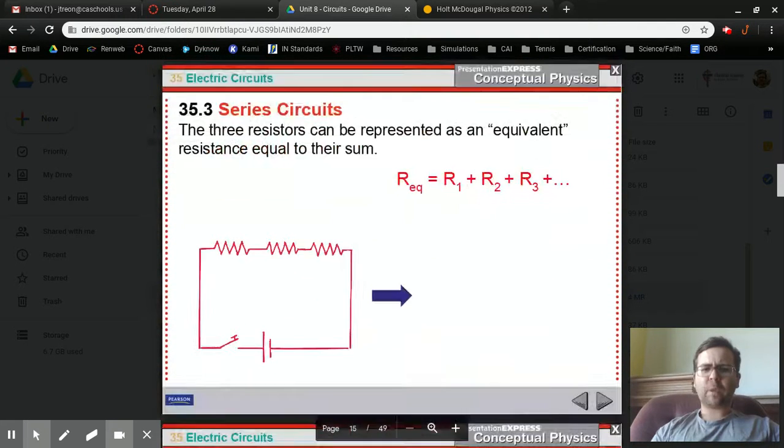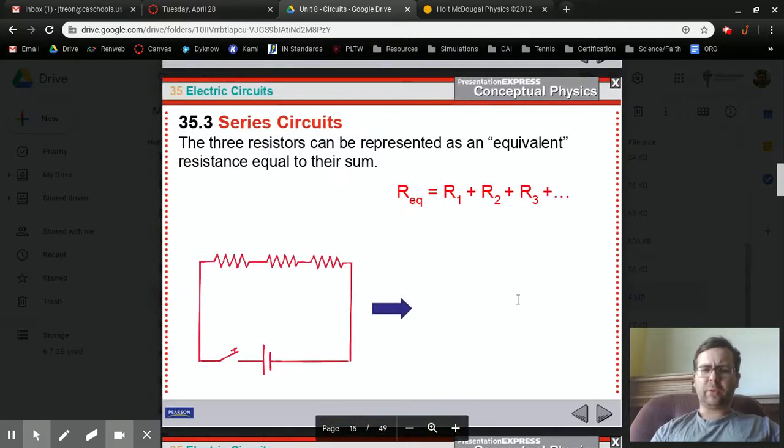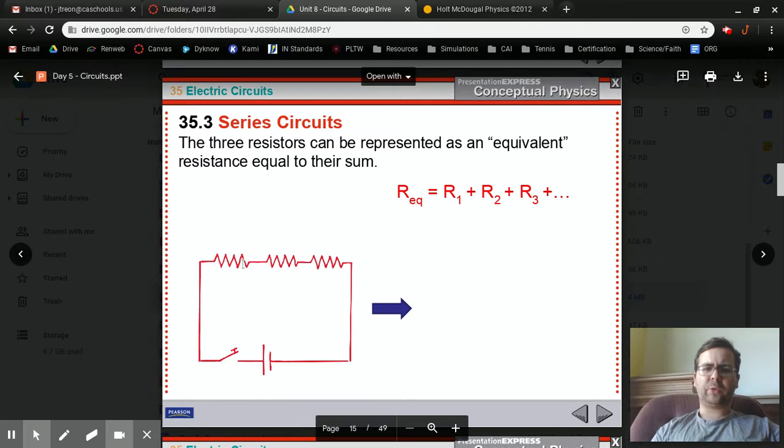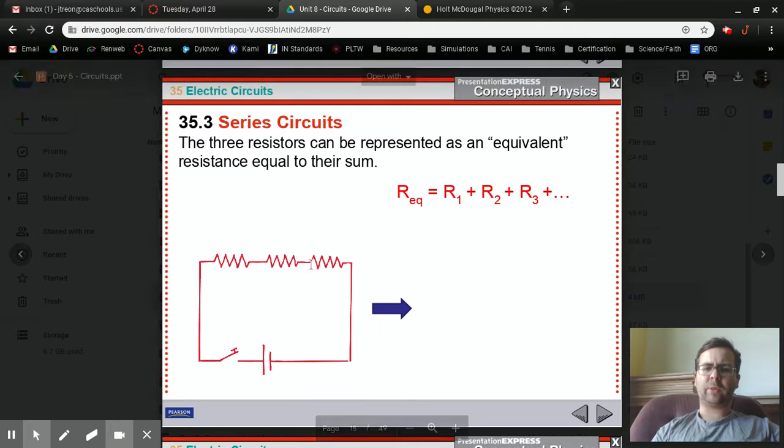Because the series circuit works like that, where if you keep adding them on, you get less and less current going through the circuit. These 3 resistors, or 3 devices, like the light bulbs in the previous example, can all be combined and represented by their equivalent resistance.